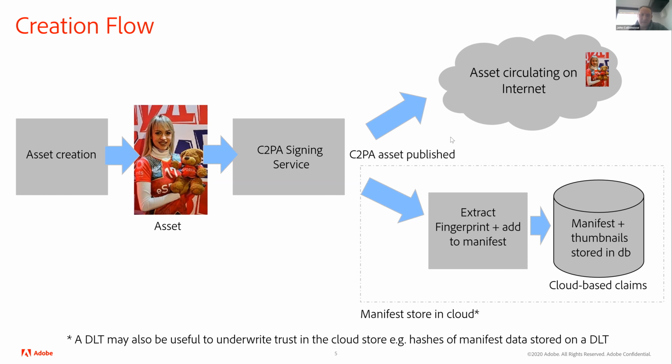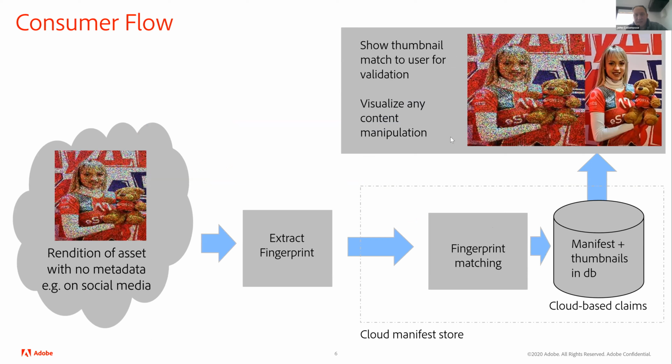And then when the image has circulated online, it may be presented in a form where it has no metadata, or perhaps it might even have alternative metadata inserted into it. Nevertheless, a fingerprint can be created from the pixels in that image and used to look up the manifest and present then the results of that lookup to the user for validation, and optionally also perhaps visualize any areas of content manipulation within that image.